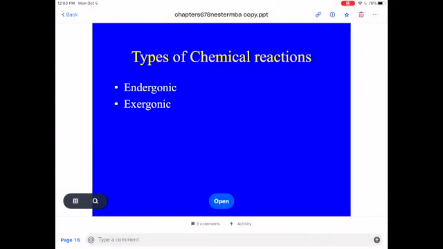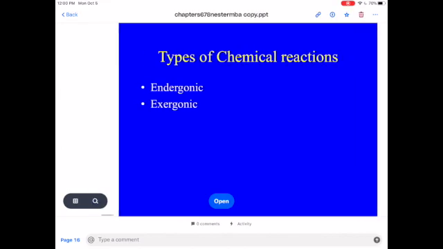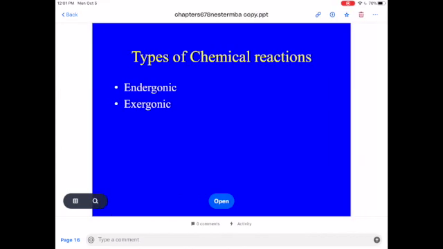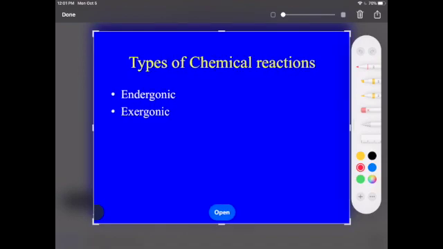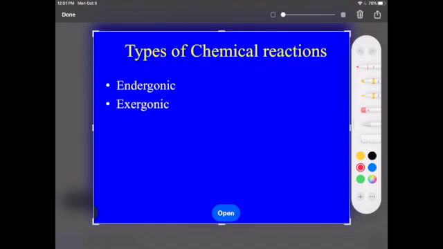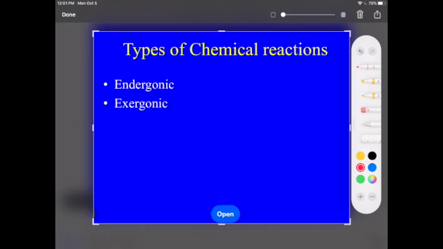Alrighty, so we got types of chemical reactions that we got to talk about here. Endergonic and exergonic. It sounds like endothermic and exothermic, but those actually release and use heat. Endergonic reactions are chemical reactions. Oh, I gotta use something you can see on here. There we go. Yellow shows up really nicely. Endergonic reactions require the input of energy to make them go.